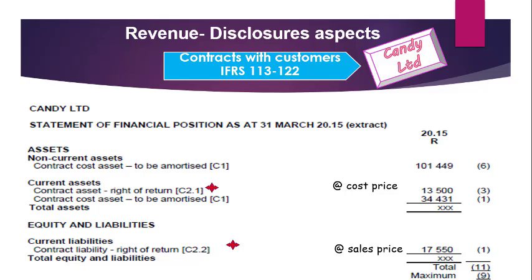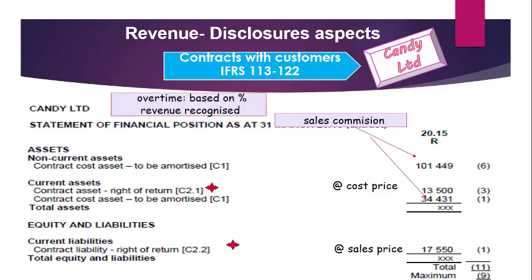So as you can see then, the contract non-current assets and current assets relating to sales commission is recognized and shown separately from the right of return. These are calculated based on percentage revenue recognized over time. So we also have the timing of the transfer, which will form part of our qualitative information disclosed.